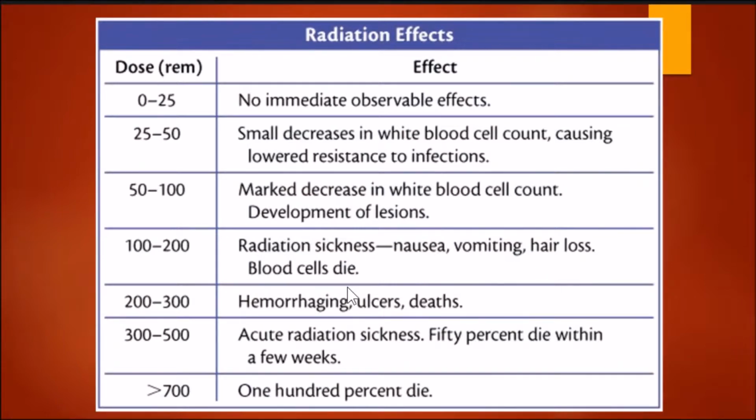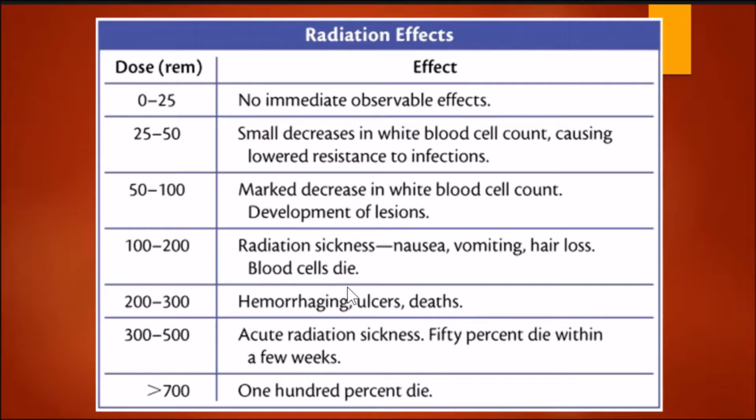How about this one? 0 to 25 rems. Remember, we get 135 millirems, so we don't even get to 1. So 0 to 25, you can't tell. But if you're a radiation worker and you get over 25, you may see a small decrease in white blood cells, causing lowered resistance to infection.